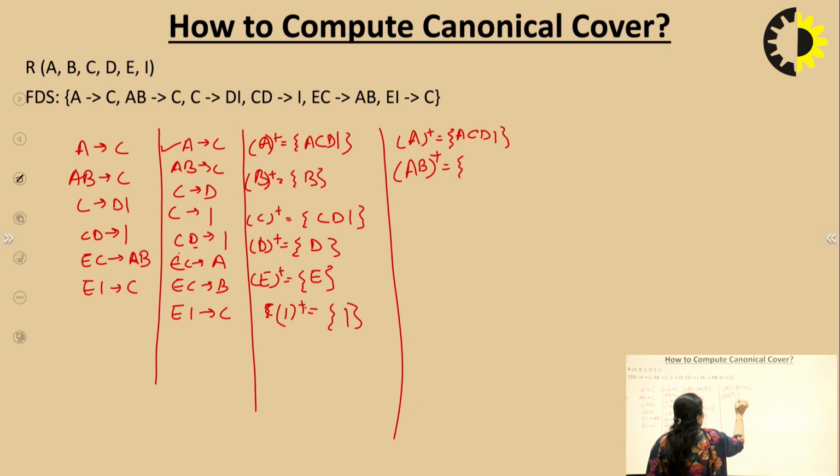From AB what we are able to determine? A. From A we are able to see B, from C, D and I. Now from D and I, from C I, no, we are unable to find out anything.